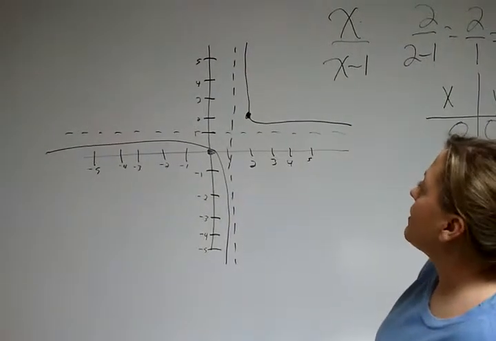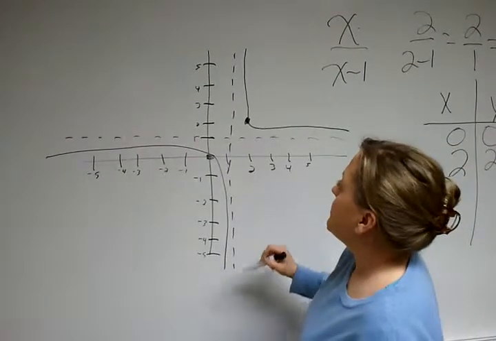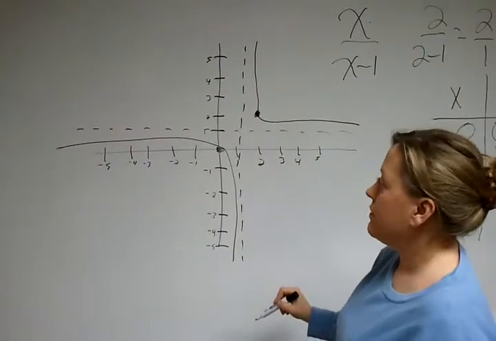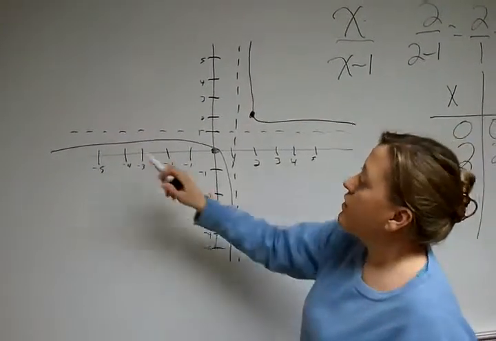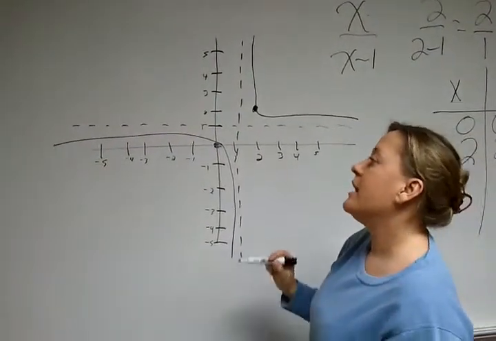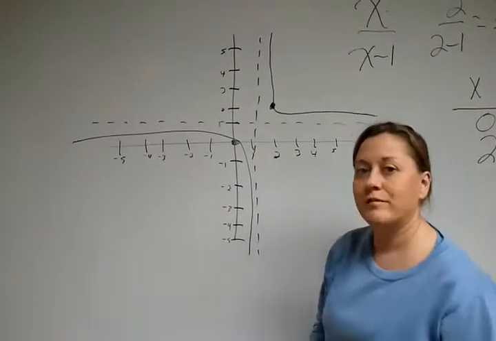It's important to remember that when you have your asymptotes, you can never cross the vertical asymptote. You can cross the horizontal, but you cannot touch it. And that's problem 53.